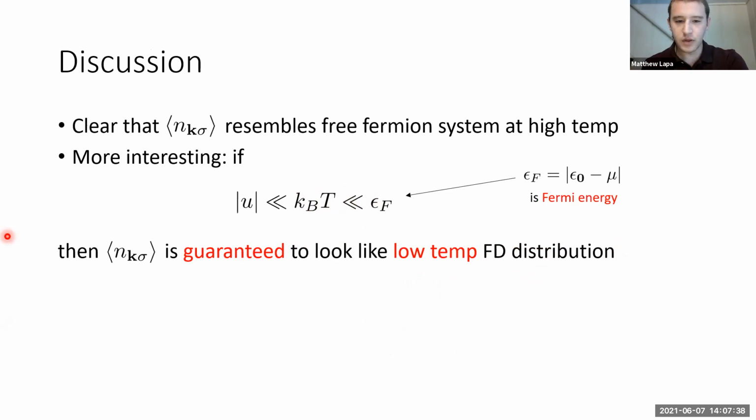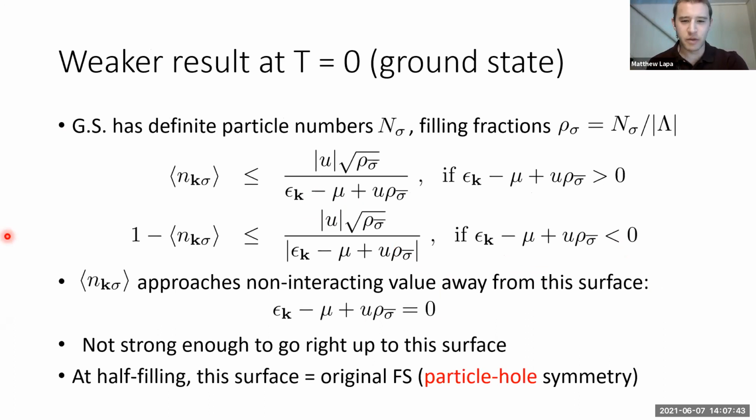Okay, so let me show the zero temperature result, which is a little bit more complicated looking. So if you work in the ground state, in the grand canonical ensemble, that just means that you find the lowest energy state among all the different particle number sectors. So that state, once you've found it, in particular, it has a definite particle number for each spin, because the Hubbard model conserves particle number for each spin separately. So you can define the particle numbers in the ground state and the filling fractions. And then in that case, here's what you will get by a slightly more refined analysis.